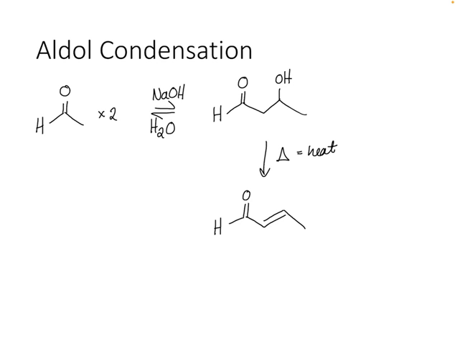what we end up forming is the following. So we end up almost doing an elimination reaction between the alpha carbon and the beta carbon, and we form a double bond. And this product is called an alpha beta unsaturated aldehyde.